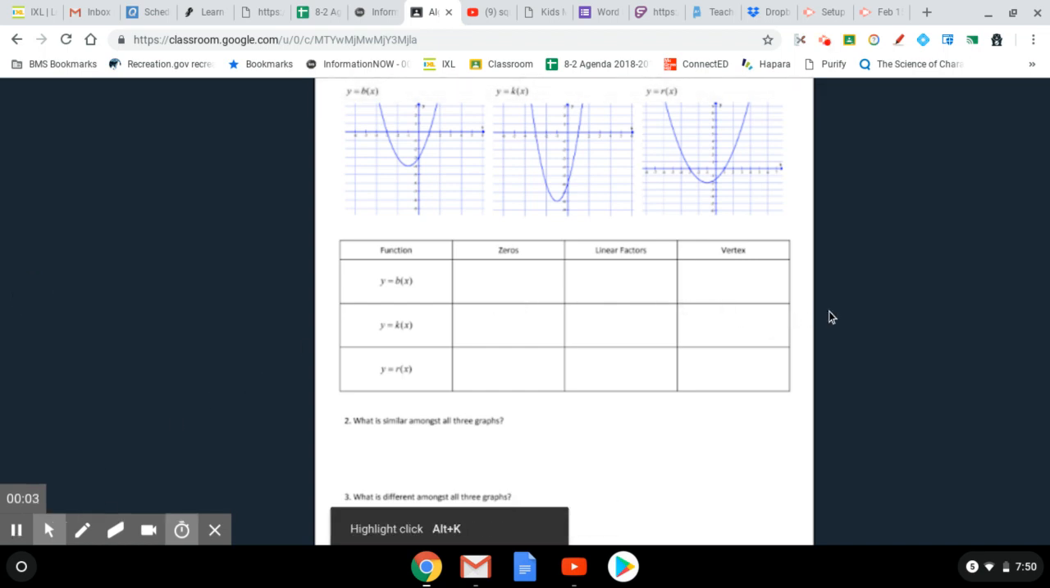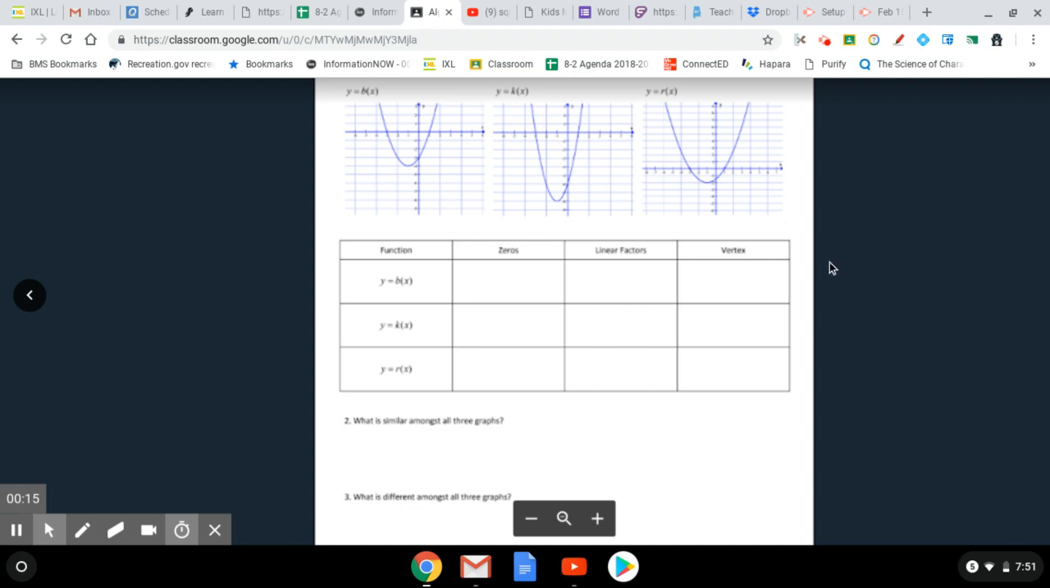All right, so the first thing that it's asking us to do in this lesson is to identify the zeros, the linear factor, and the vertex of each of these three quadratic functions. Okay, so we did zeros and linear factors on the last one. So vertex is the only new thing. And we talked about what a vertex was.